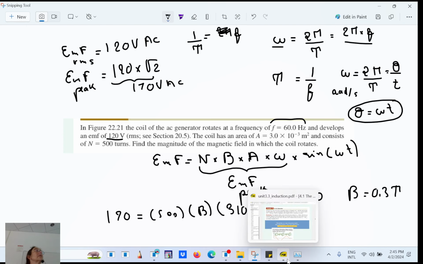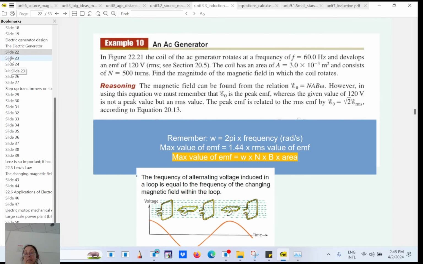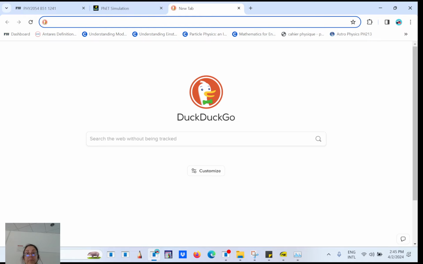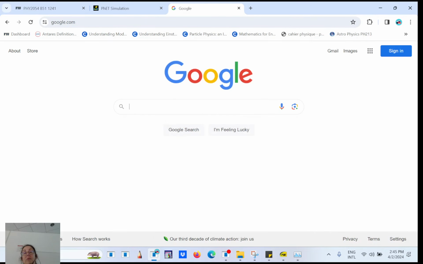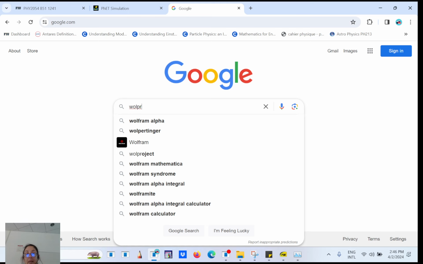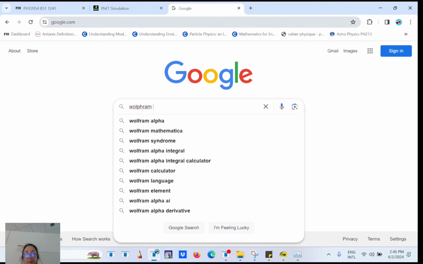Is that clear? Now, you see in this expression back there, I have omega t. Omega t will be the angle swept between here and there. That will be your angle at a given time. So just a quick review from the unit on AC. Let's go to Wolfram Alpha.